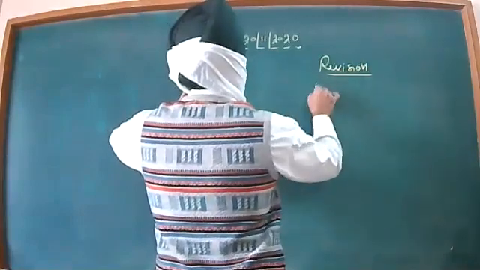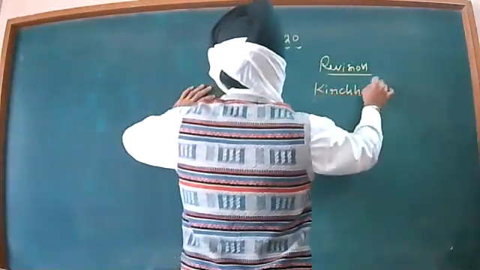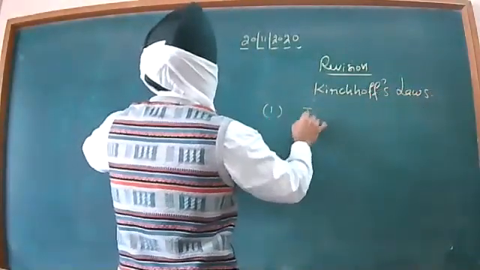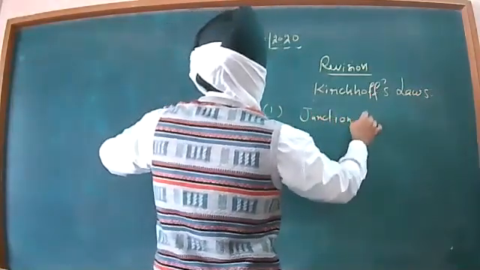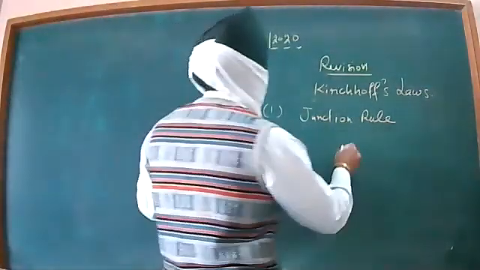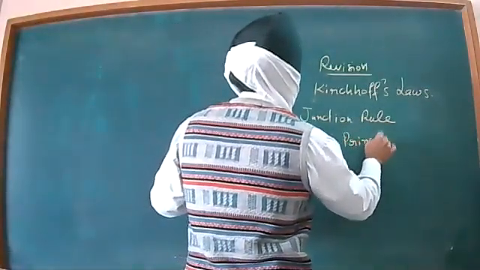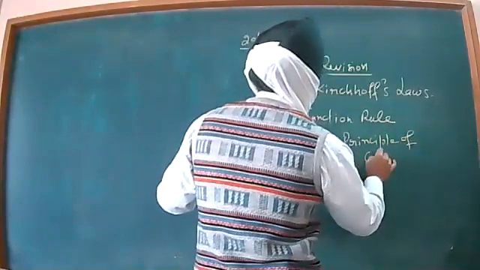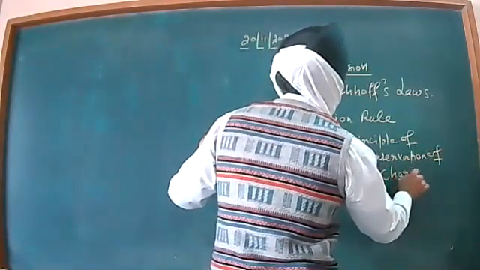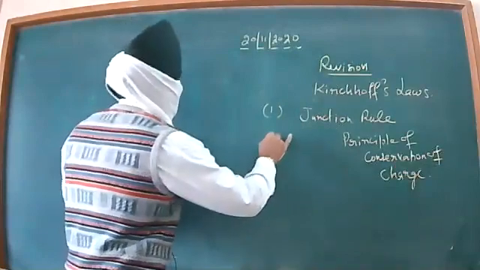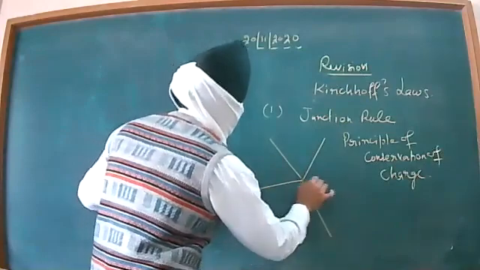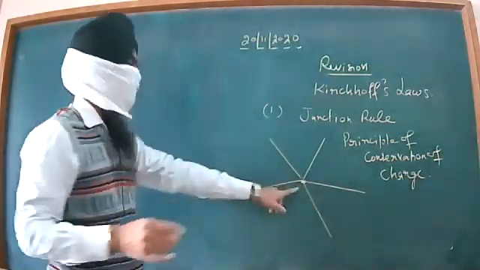Let us say, Kirchhoff's laws. First we have the junction rule. The junction rule is basically based upon the principle of conservation of charge. According to this rule, imagine that we have a network of different currents, and these are getting joined at one point.